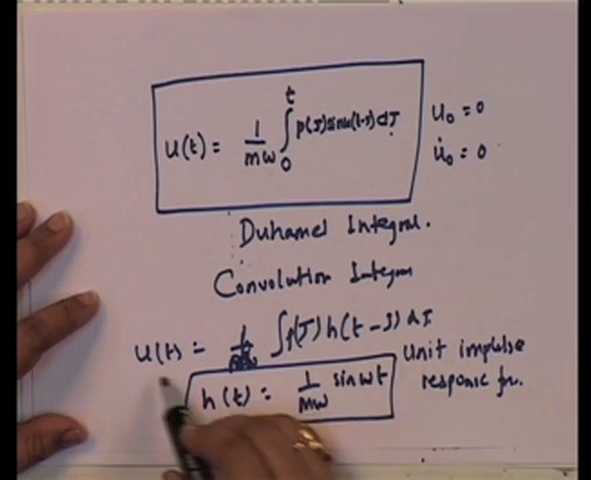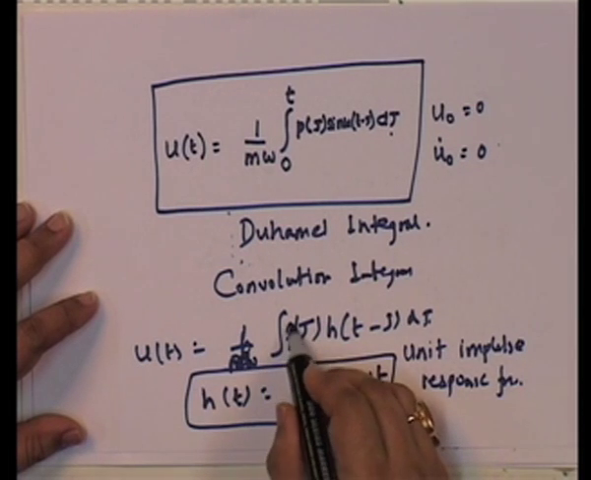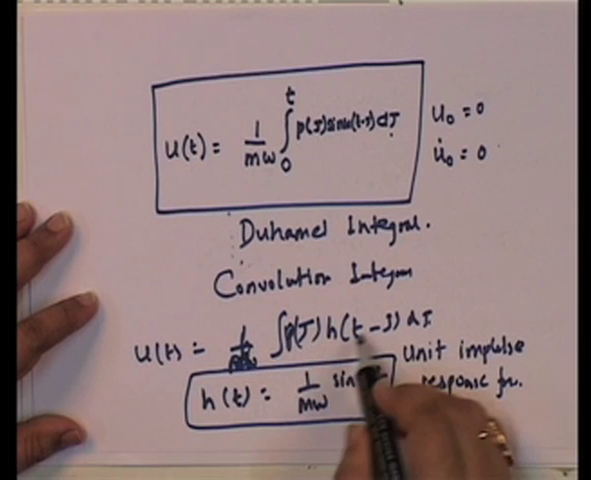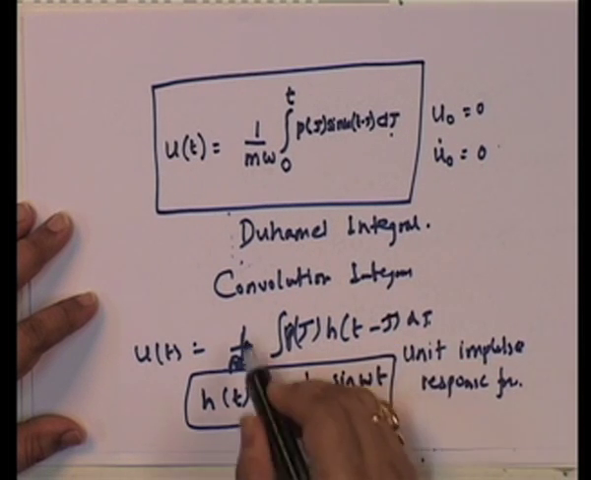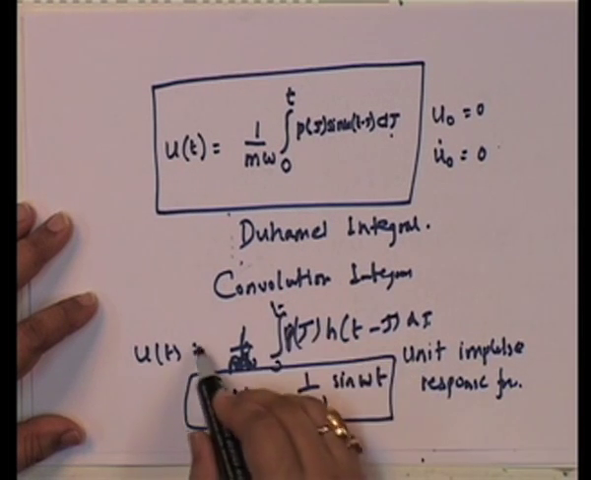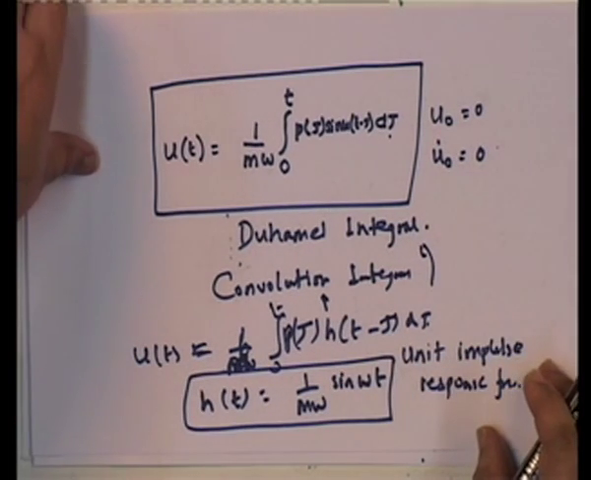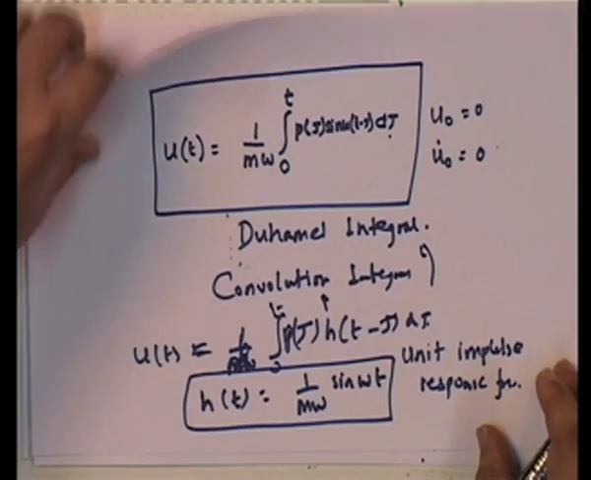Okay, and the u of t is given as the integral from 0 to t of p of tau, h of t minus tau, d tau, where p of t is the load. This is the classical convolution integral, and it is also called the Duhamel integral. Okay. And if I now extend this to a damped system, let us look at this.